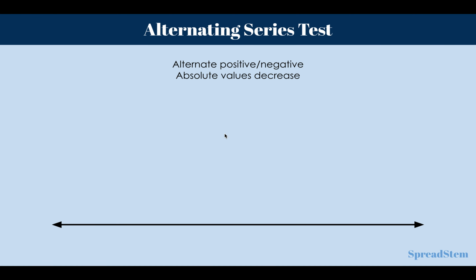So we can use this test when our terms alternate positive and negative, and the absolute values of our terms decrease. We can represent this with a series where a, b, c, d, and all these variables represent the absolute values, and they all decrease. Now our terms of this series are a, negative b, c, negative d, and so on. So all the signs alternate.